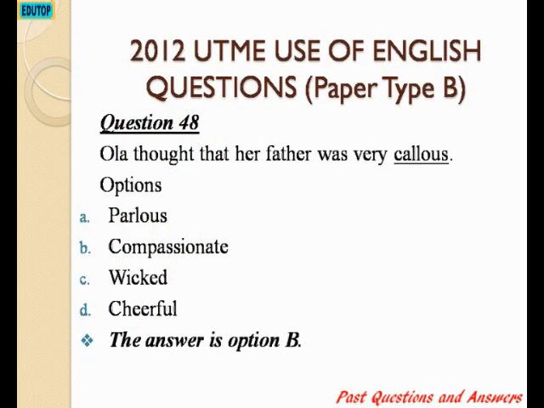Question 48. Ola thought that her father was very callous. Callous is the underlined expression. Callous means not feeling or showing any concern about the problem or suffering of other people. The options are A. Callous, B. Compassionate, C. Wicked, and D. Cheerful. The answer is compassionate. Wicked and callous are close to callous, while compassionate is the opposite of these three. Cheerful is not even close to any of these. Cheerful has to do with a mood, while callous has to do with attitude. So we have option B as our answer.